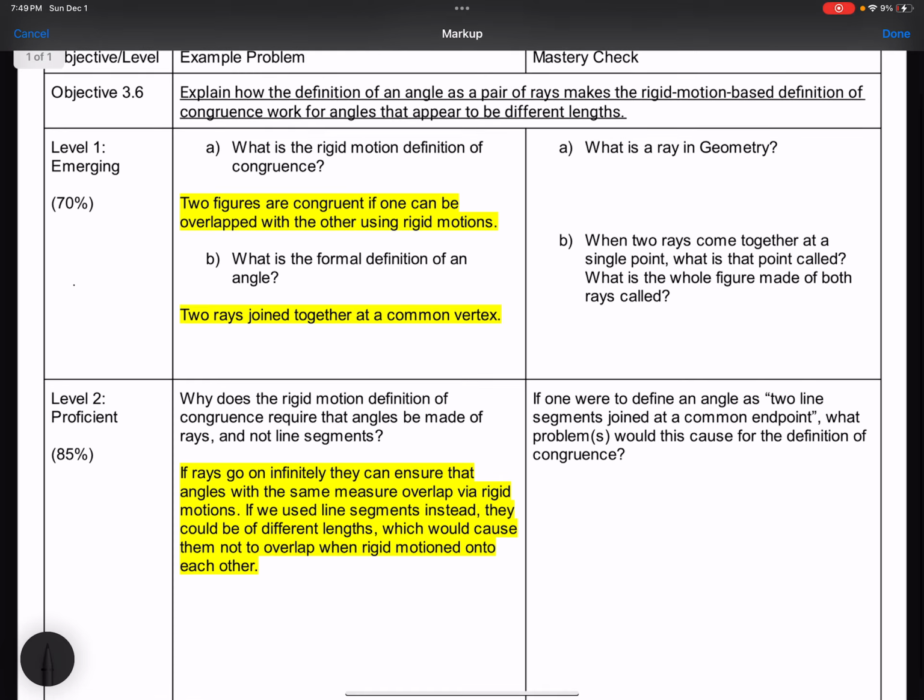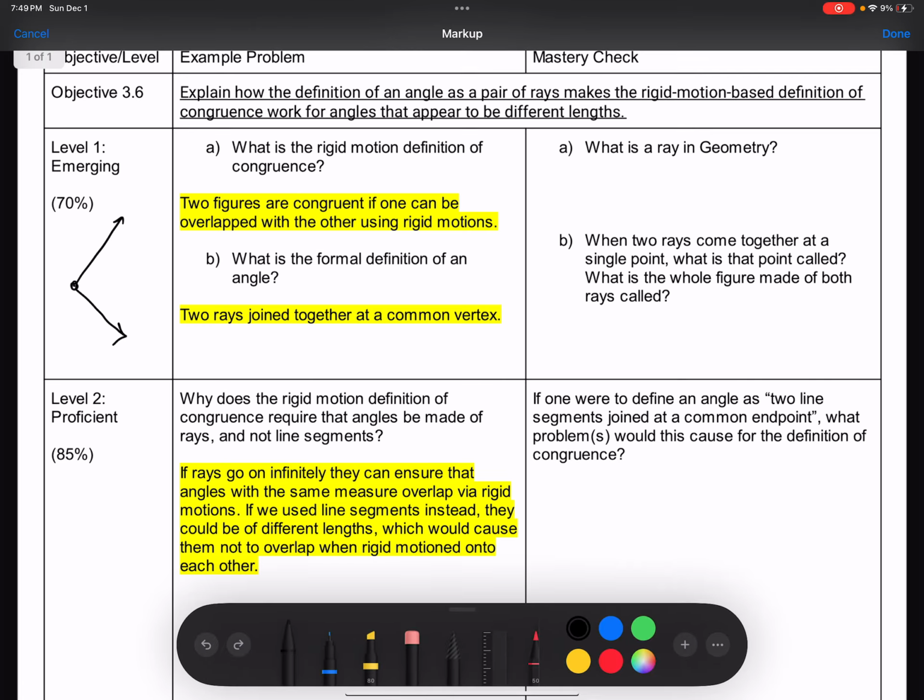So what does that look like? It looks like this. That would be two rays. Here is ray number 1 and ray number 2. Those two rays are joined at a common point known as the vertex. So if you're looking for what's a ray, remember, go back to your very first original definitions. What's a ray in geometry? It goes off infinitely in one and only one direction.